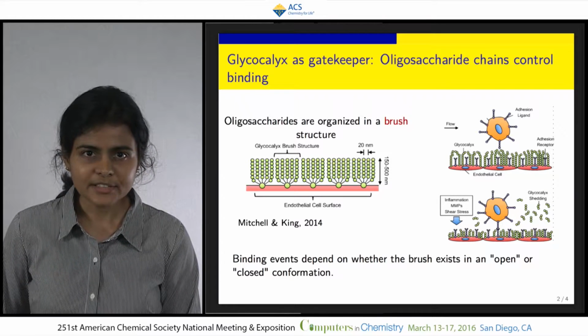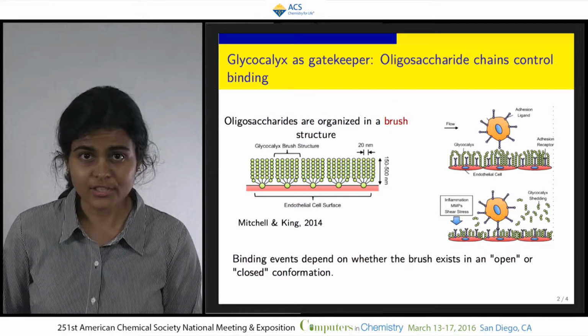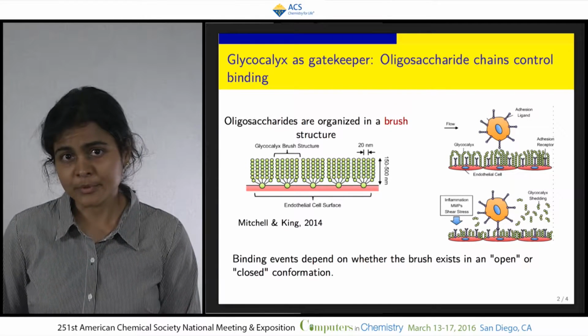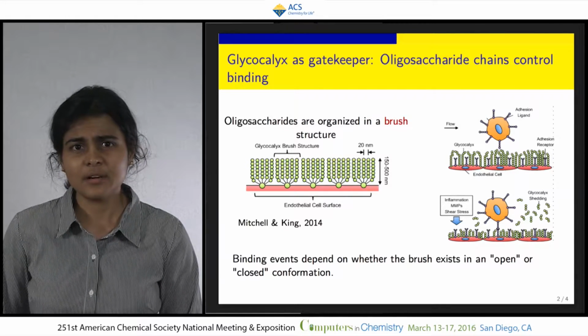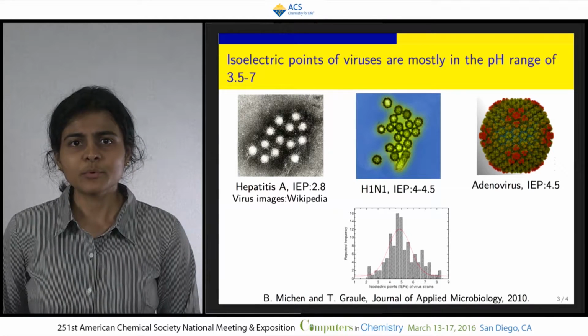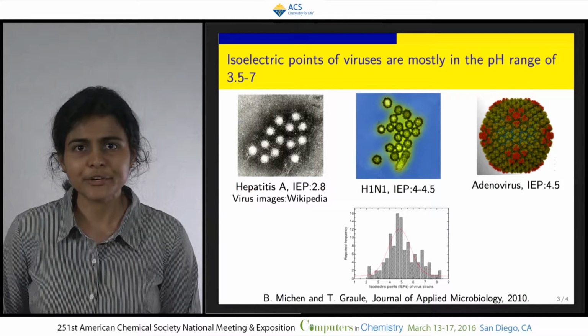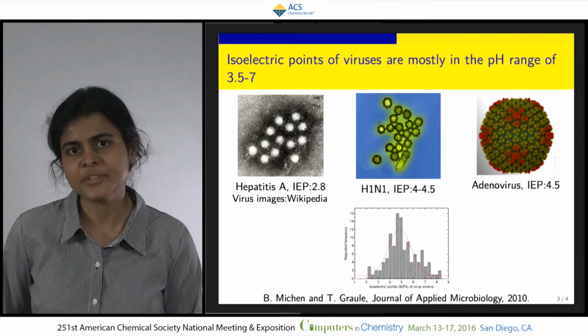It is also interesting to note that the glycocalyx has a strongly negative charge at physiological pH, and this greatly contributes to its anti-adhesive character. But what about viruses? What is the charge of a typical virus? Literature reports that most viruses have isoelectric points in the pH range of 3.5 to 7, which means that they are likely to be negatively charged at physiological pH.